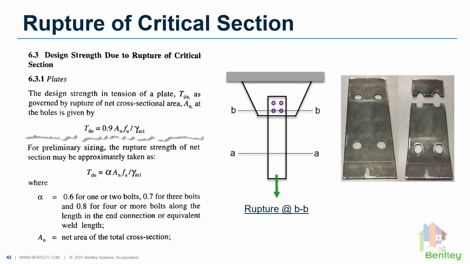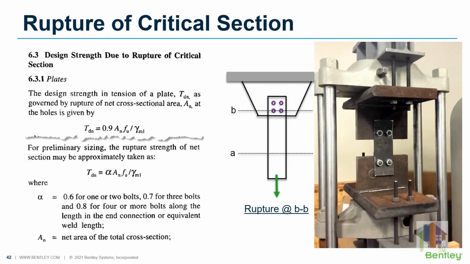Second type of failure, which is the most critical for any tension member, is the rupture failure at critical section. This failure normally occurs at the location of connection where the member is connected with another member or gusset plate. Consider section AA, which has a gross area of B into T. T is the thickness of the plate or the member, and it is capable to sustain the applied tensile force without failure. At section BB, there are two bolt holes due to which effective area is reduced. This reduced section, or what we call the net section area, is not sufficient to carry the tensile force.